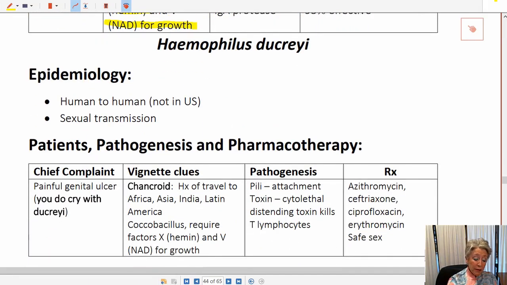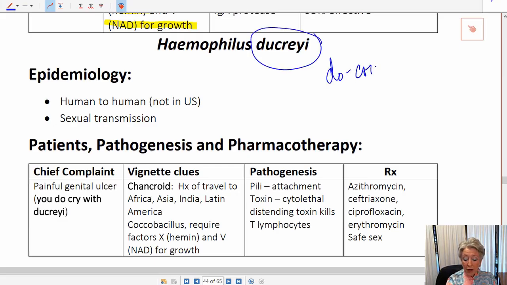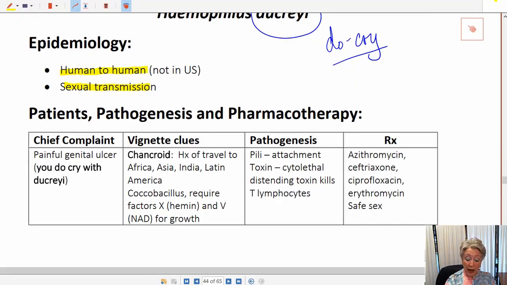Haemophilus ducreyi, our memory tool here: you do cry with ducreyi. It's a painful genital lesion, sexually transmitted, human to human. It causes chancroid, is the name of the disease, but a painful genital ulcer. And remember, this is not common in the United States, so they'll have to give you some sort of history of travel and unprotected sex.